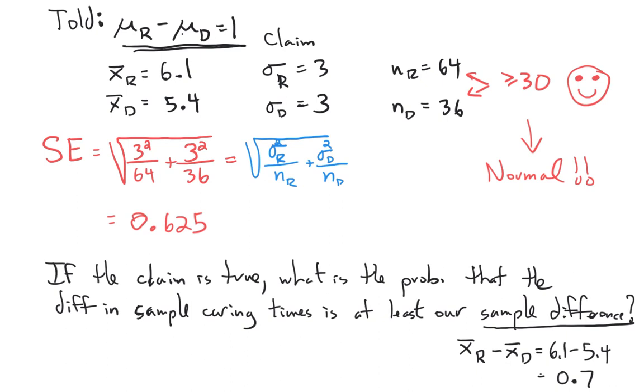Actually, let me change this a little bit. I'm going to change "at least" to "at most," because maybe the claim of the manufacturer is wrong and the deluxe cement doesn't cure as fast. So that's what we kind of want to ask. Does the deluxe cement actually cure faster? So what's the probability that it doesn't? So let's look at that.